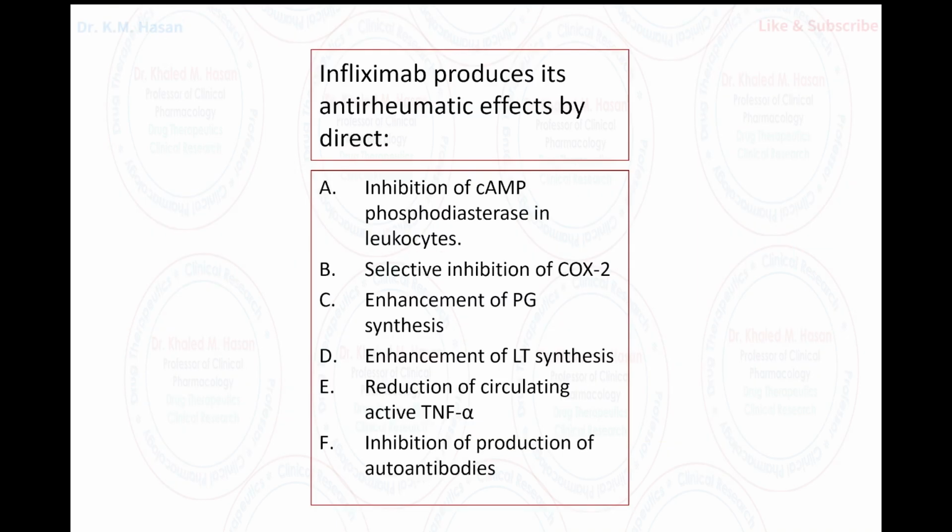Okay, infliximab reduces its anti-rheumatic effect by direct inhibition of cyclic AMP, direct selective COX-2 inhibition, enhanced prostaglandin synthesis, enhancement of leukotriene, reduction of circulating tumor necrosis factor alpha, or inhibition of production of autoantibody. So let me know your answer in the comments. Okay, please remember here infliximab, you need to go to the previous slide to figure out how this medication works.